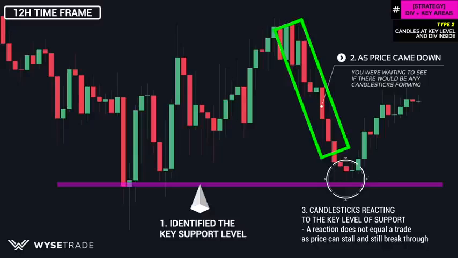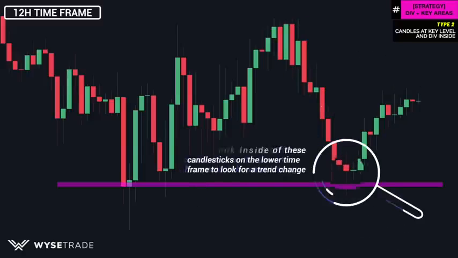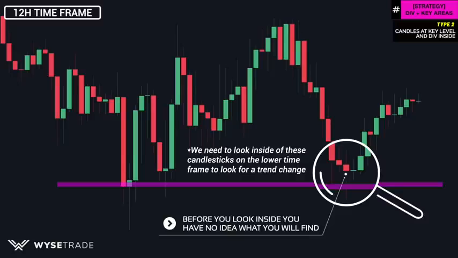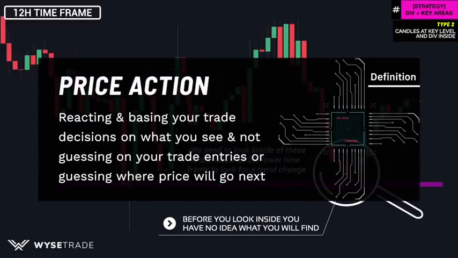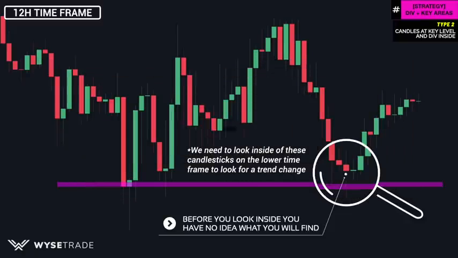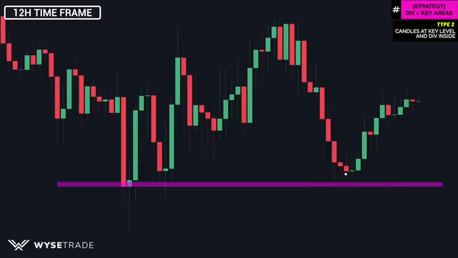But again, that would be guessing because price can react and stall at a key level and still break right through. So what do we do? We need to look inside of these candlesticks on the lower time frame to see if there is price action that shows us that a trend change is occurring. This is very key. Before you look inside of these candlesticks, you have no idea what you will find. That is what price action is in a nutshell, which is reacting to what you see and not guessing the direction of a trade. So let's bring up the 4-hour time frame and put it beside this one.